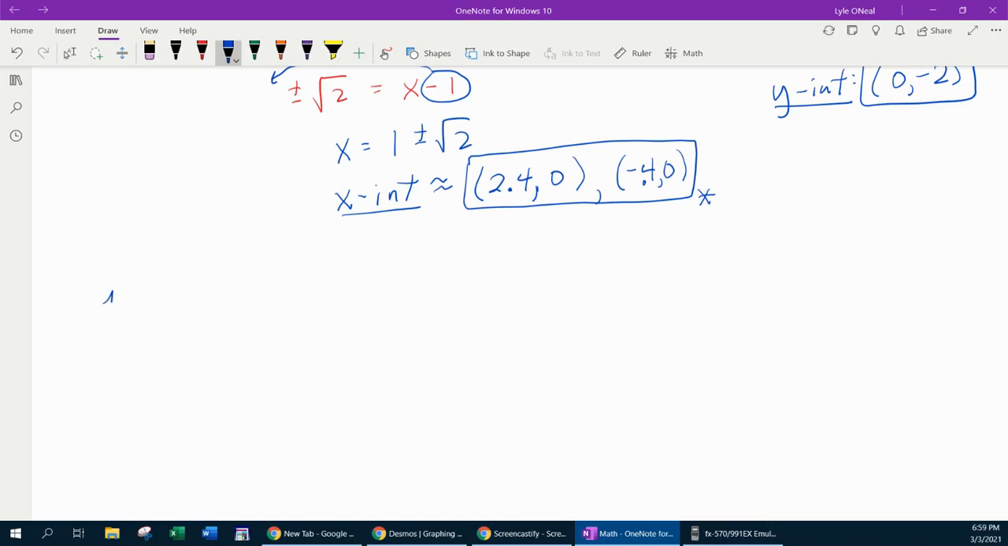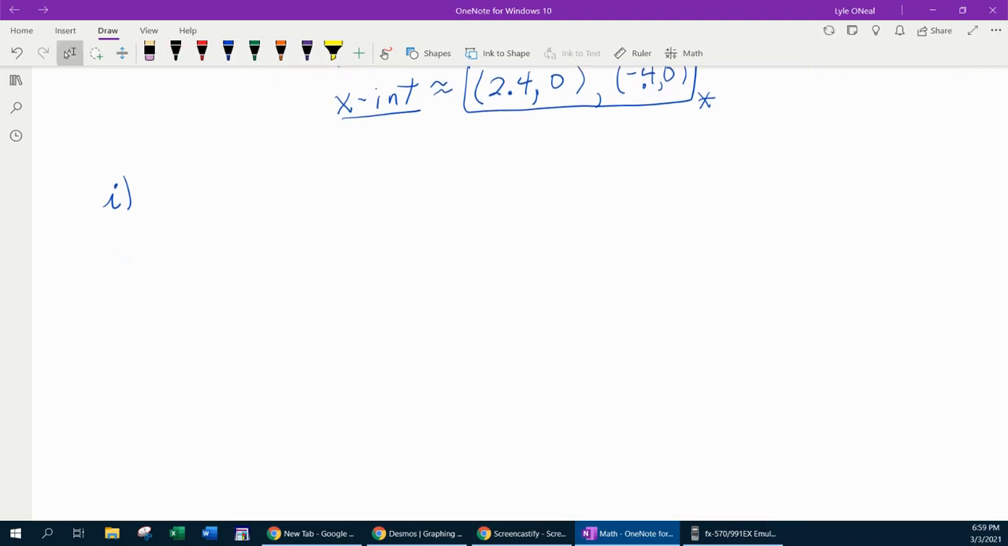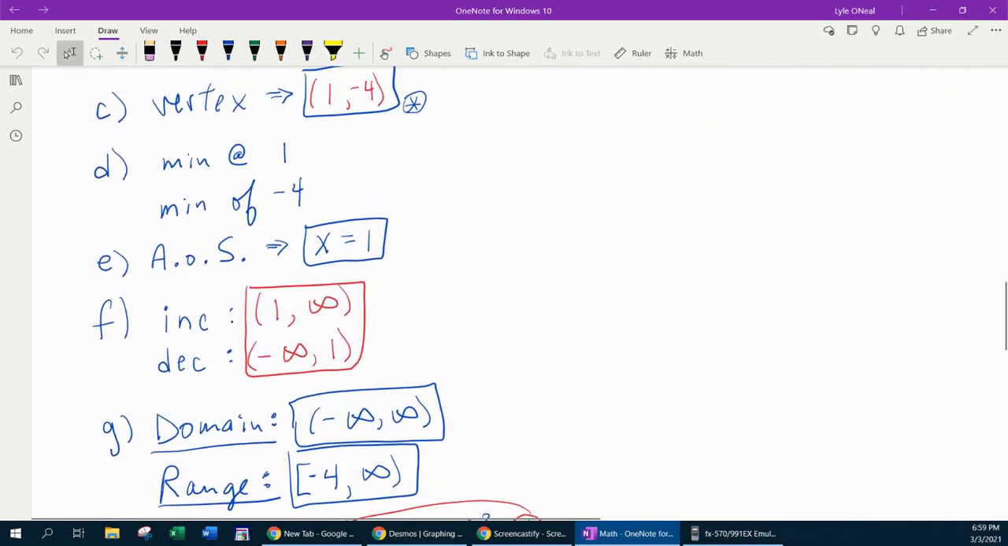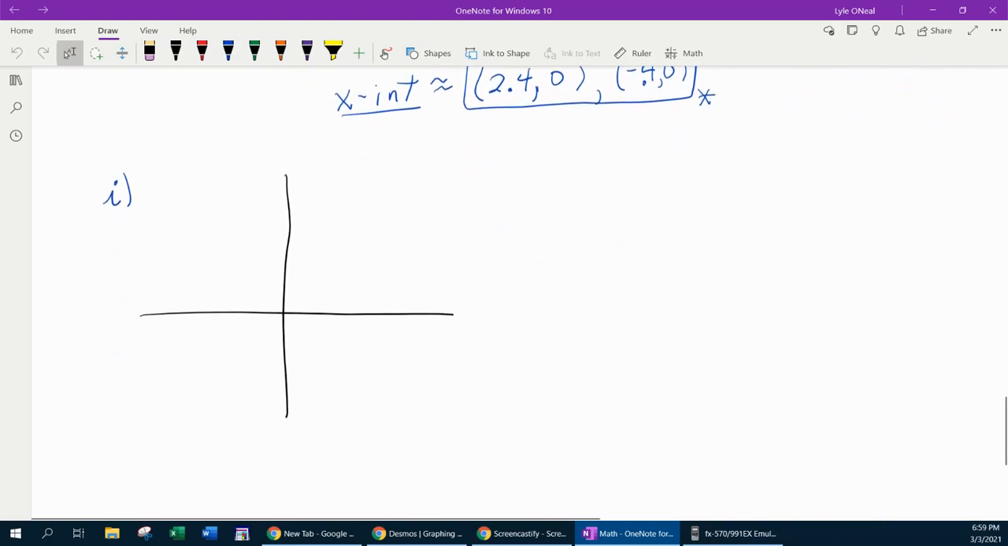Okay, now for part I, I think I've done everything I need to in order to get the graph. So at this point, we're going to go ahead and sketch the graph of the function. We've got our XY axis. I highly recommend that you start with the vertex. So 1, -4 is the vertex.